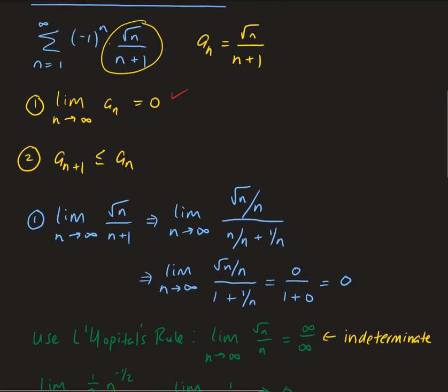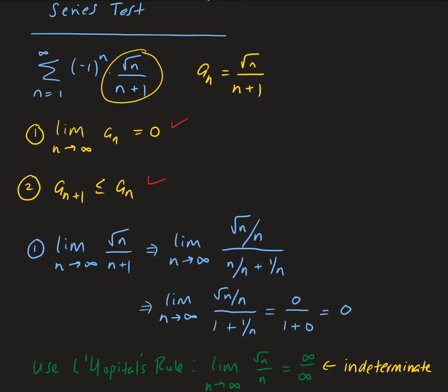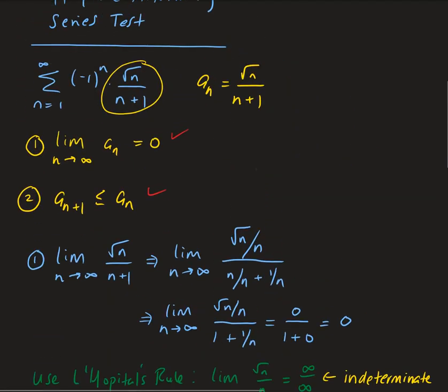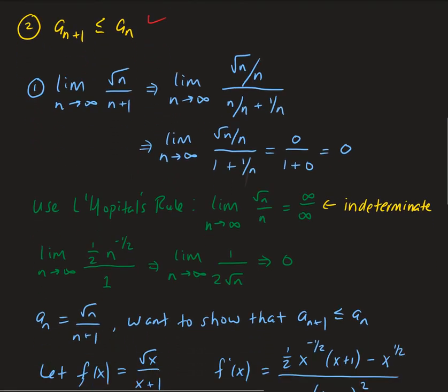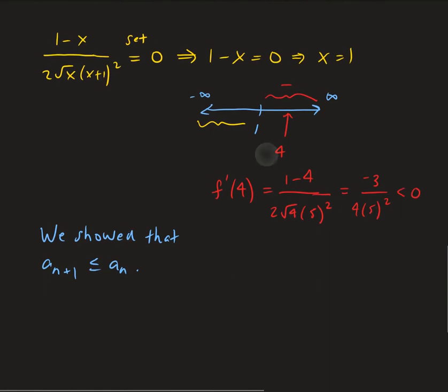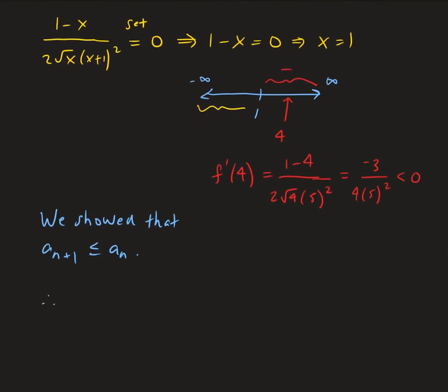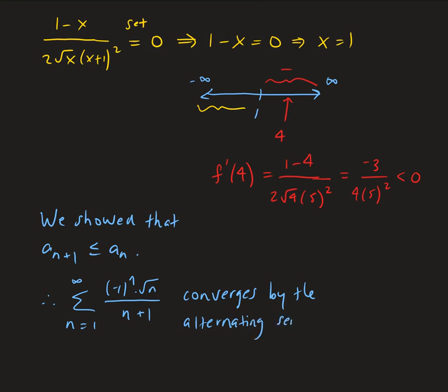That was the second part for the alternating series test. Because both properties hold, the limit of the nth term goes to 0 and the nth plus 1 term is less than or equal to the nth term, therefore this series, n equals 1 to infinity, converges by the alternating series test. And that's the result.